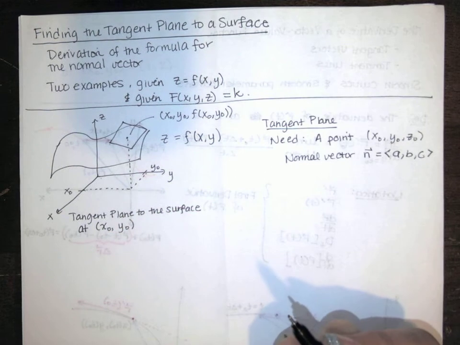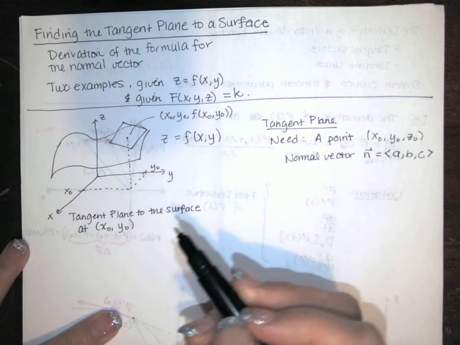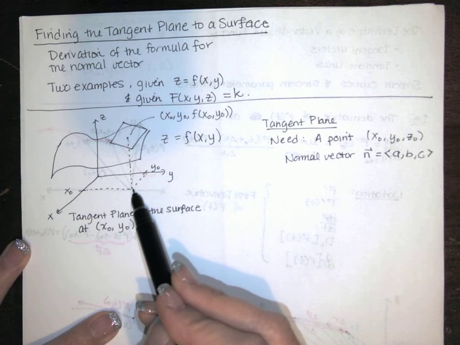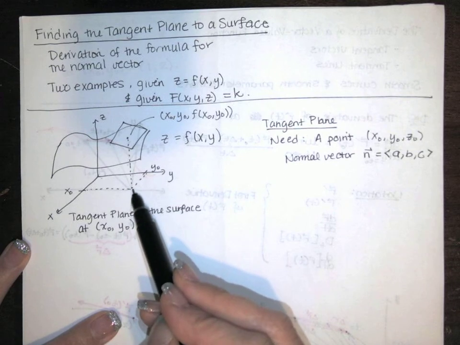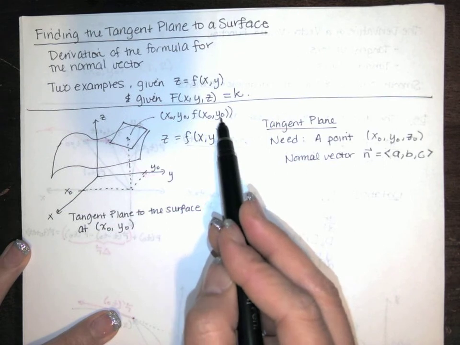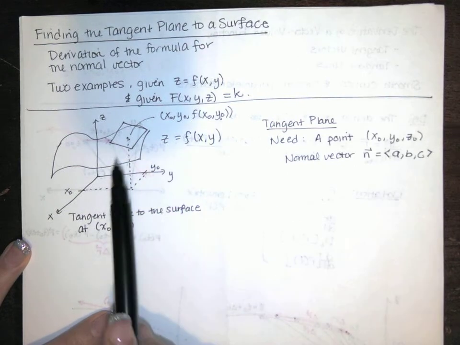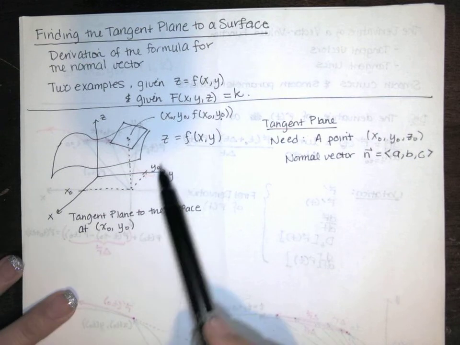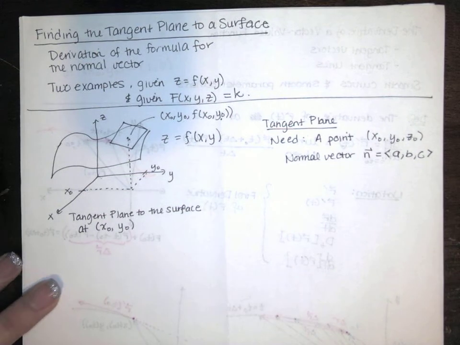So we want the tangent plane at x naught, y naught. So we substitute in x naught, we substitute in y naught, to get the corresponding z value, we evaluate f of x, y at x naught, y naught. So we want a tangent plane right there that goes through x naught, y naught, and z naught, which is f of x naught, y naught. And let's talk about what that tangent plane is.